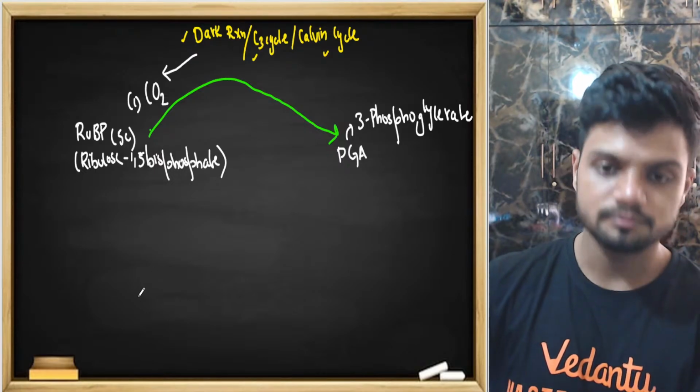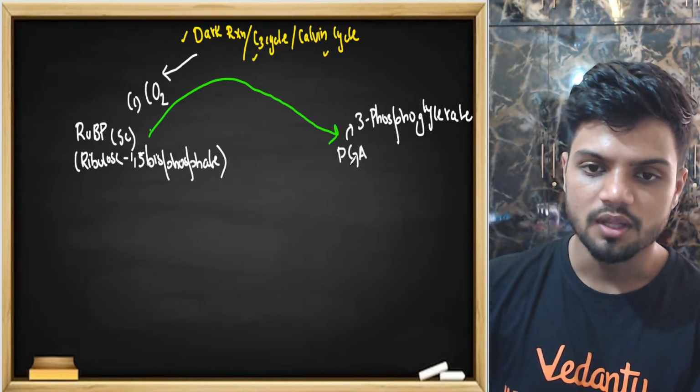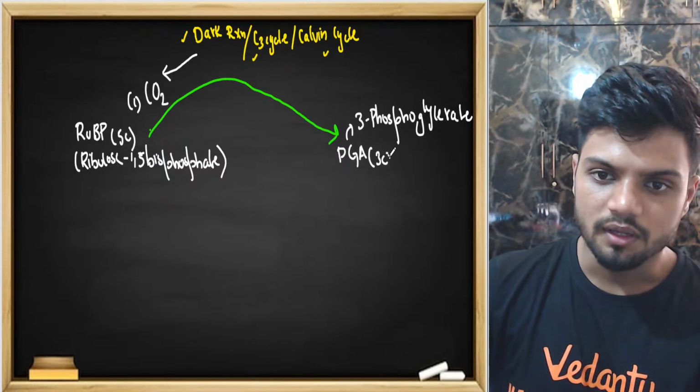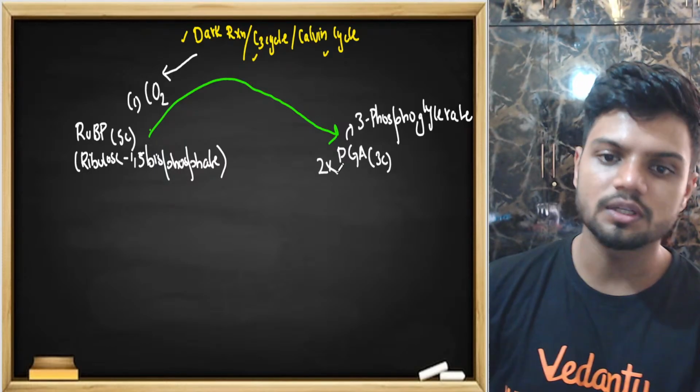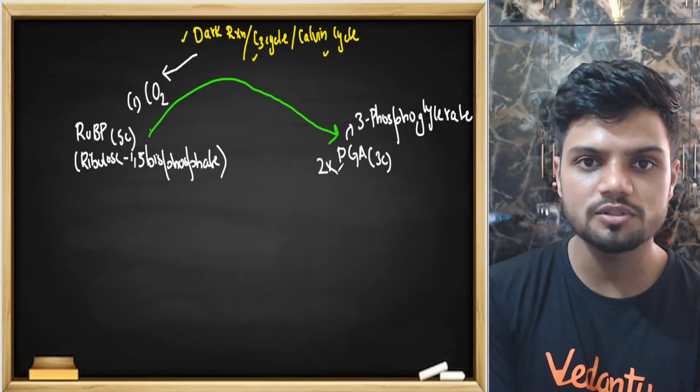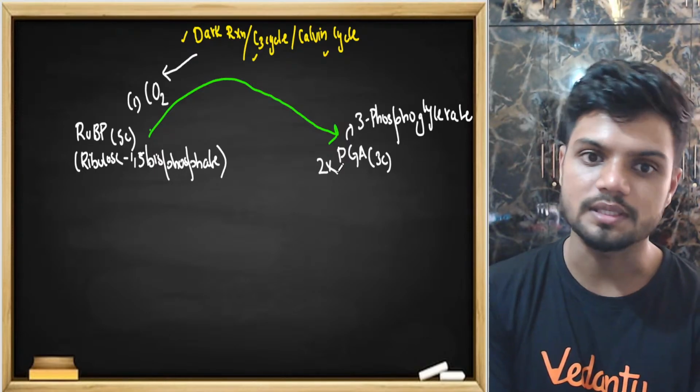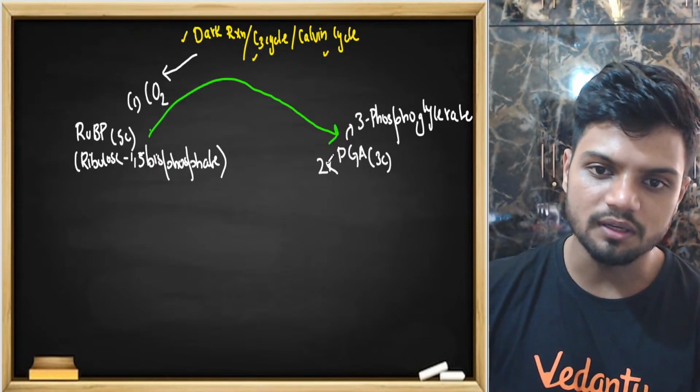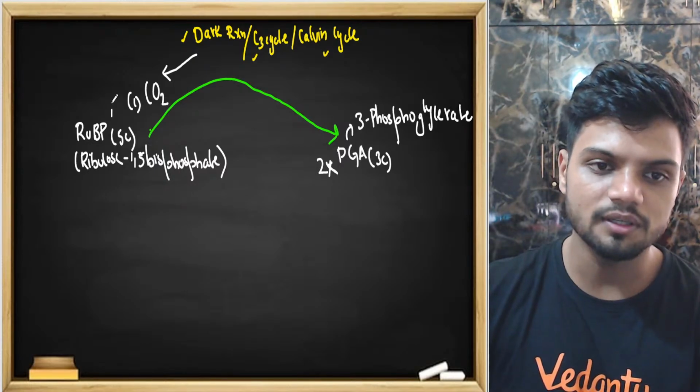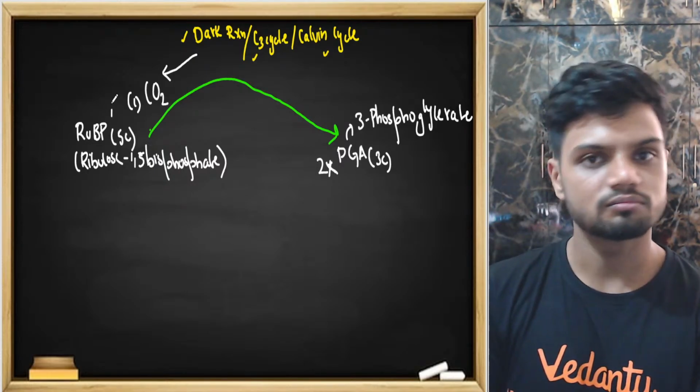3-phosphoglycerate, PGA. Now this is how many carbon? 3 carbon. Now what if I make 2 of it? 3 into 2 is 6 carbon. So we get 6 carbon here and we get 6 carbon here. So 6, 6 matching.